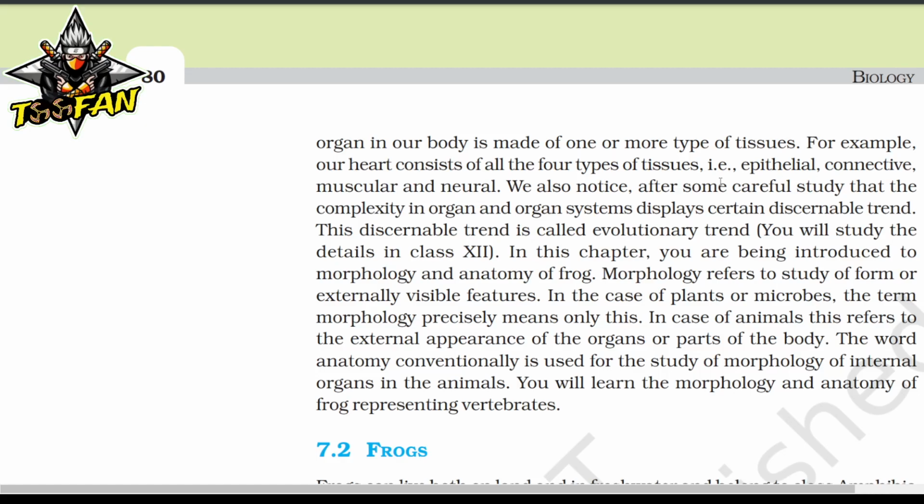In this chapter, you are being introduced to the morphology and anatomy of frog. Morphology refers to the study of form or externally visible features. In the case of plants and microbes, the term morphology precisely means only this. In case of animals, this refers to the external appearance of the organs or parts of the body. The word anatomy conventionally is used for the study of morphology of internal organs in the animals. You will learn the morphology and anatomy of frog representing vertebrates.